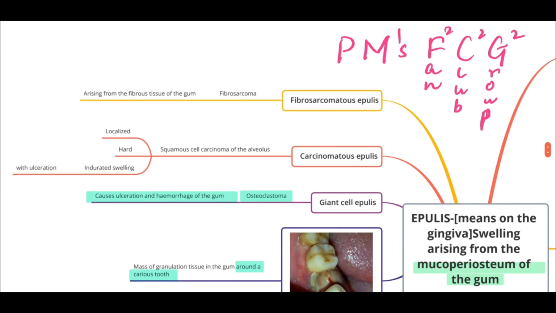Next, we have the carcinomatous epulis. Carcinomatous epulis is the squamous cell carcinoma of the alveolus. It is localized, hard, and an indurated swelling with ulceration. Coming to fibrosarcomatous epulis, here it is a fibrosarcoma which is arising from the fibrous tissue of the gum.